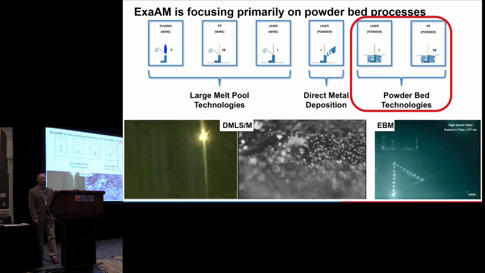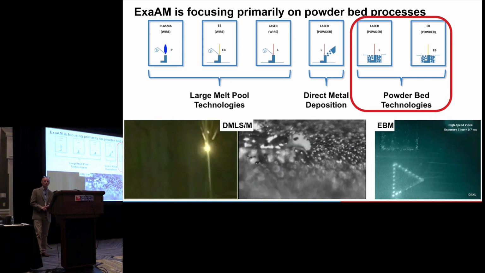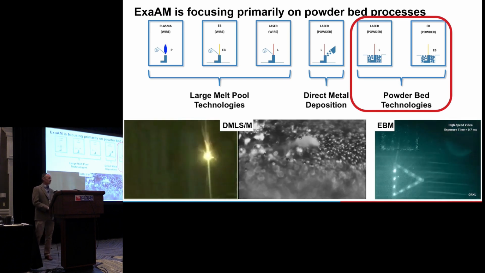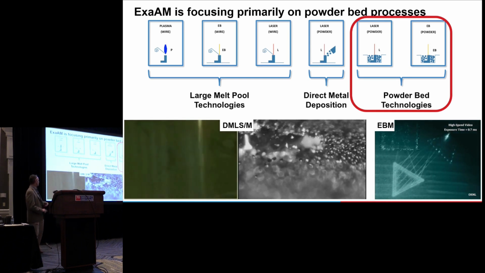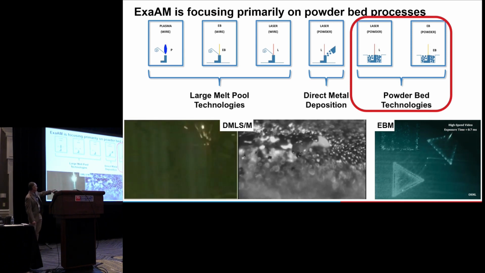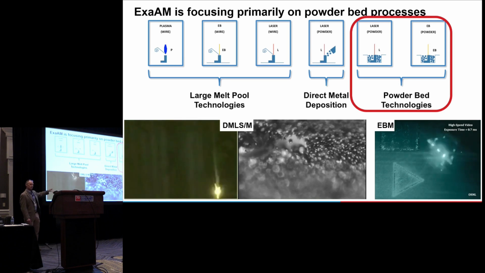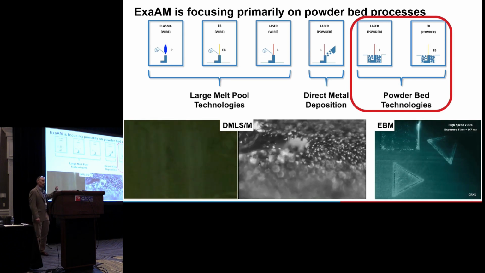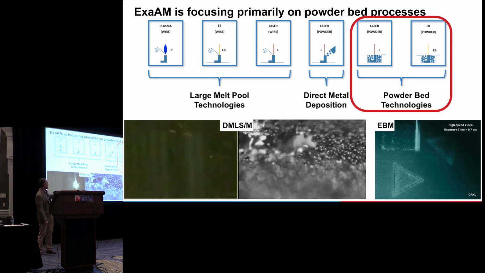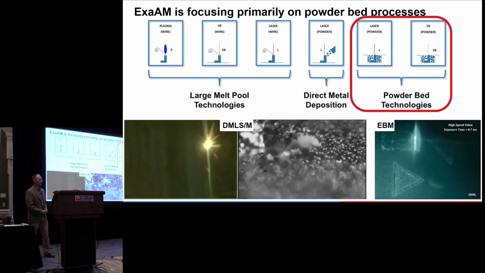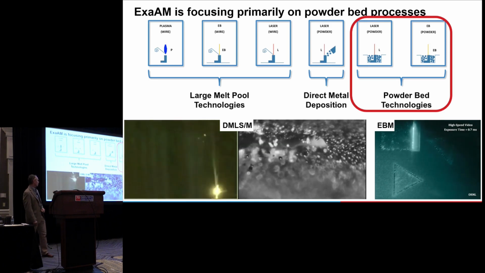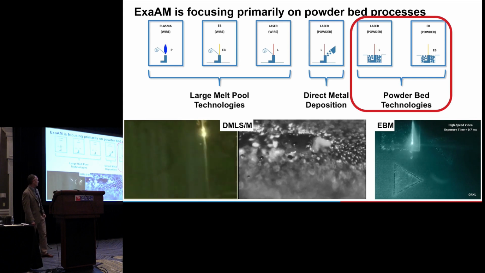For this project, we're focusing on the two powder bed technologies, laser and electron beam. And you've got some movies down here. This is a laser, and one of the things you can see from that is the spattering of parts of molten drops that are coming off. That's a concern in that technology. The middle picture is a close-up, very high-speed camera of a laser interacting with the metal powder particles.